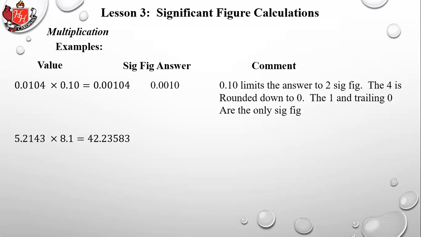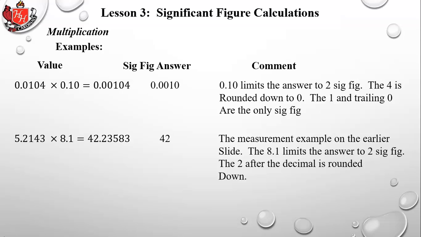How about this one? Think about it. Okay, and the answer is 42. The measurement example on the earlier slide, that's the one we gave when we were doing the example measurement of the room. The 8.1 limits the answer to 2 Sig Fig. The second 2, the one after the decimal, is rounded down. So that brings the answer to 42.